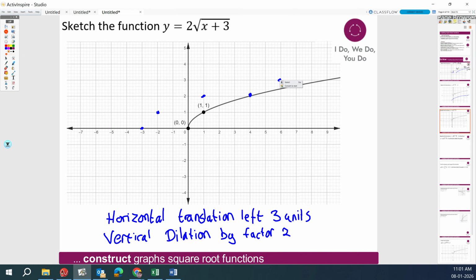So this is our translation. These dots are our translation left 3 units. And then to dilate it, we double the y values. So we're going to go through here. That's going to be at 2 instead of, this one's going to be at 4. This one's going to be up there.